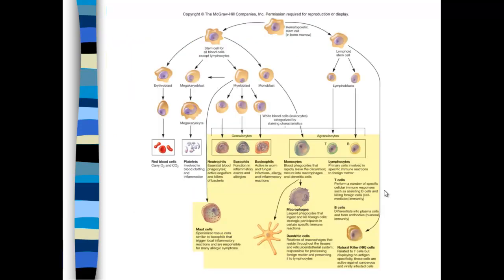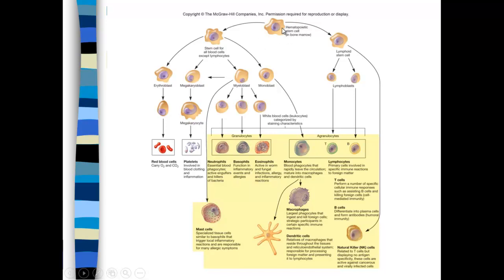Okay. And if we look at the trajectory of white blood cells, you can see a trajectory of a lot of different blood cells. You can see a hematopoietic stem cell here in the bone marrow.